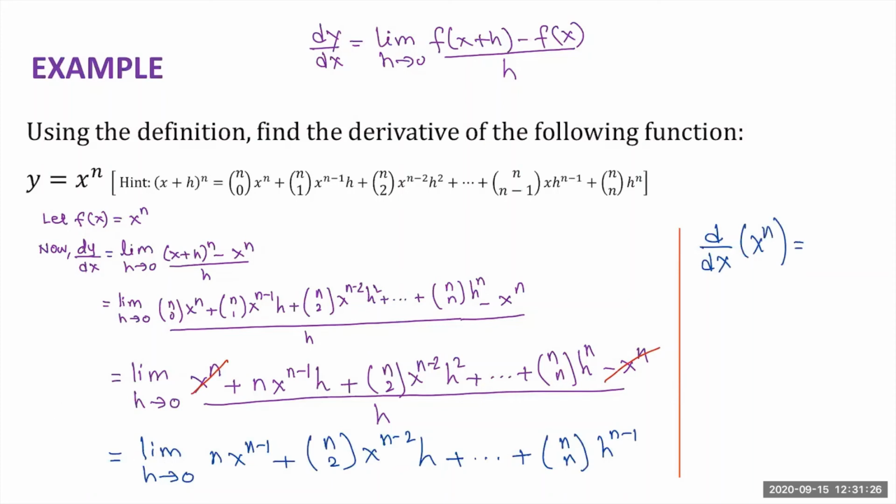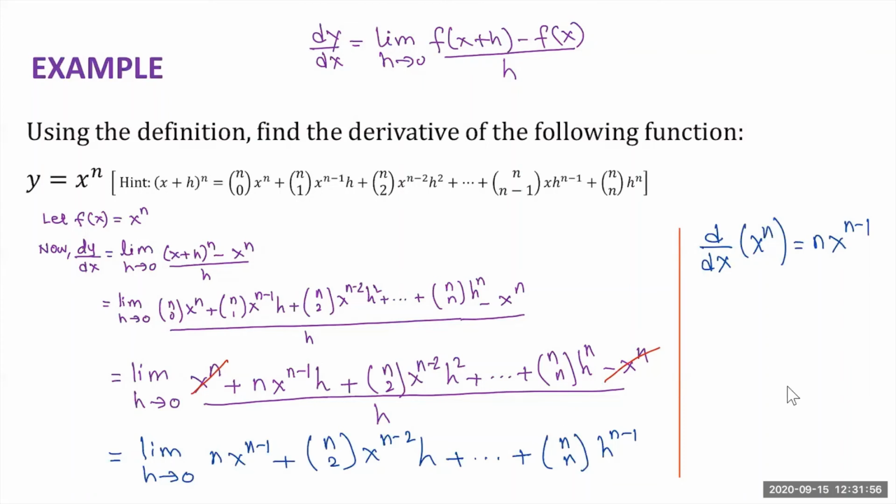Now h approaches 0. If you plug in h equal to 0, what happens? Here is h. So if you plug in 0, 0 raised to whatever number is 0. So this term is 0. And then here we have the h. So if you plug in 0, that will be 0. And here we don't have h. So that will remain. That is n times x raised to n minus 1.